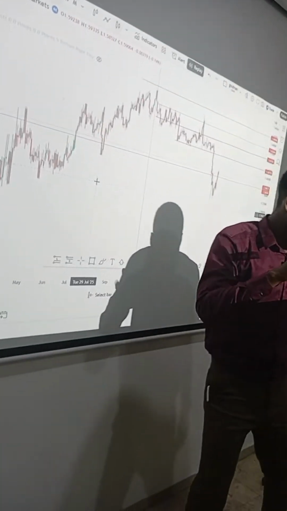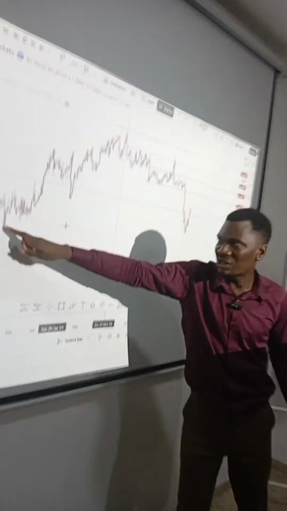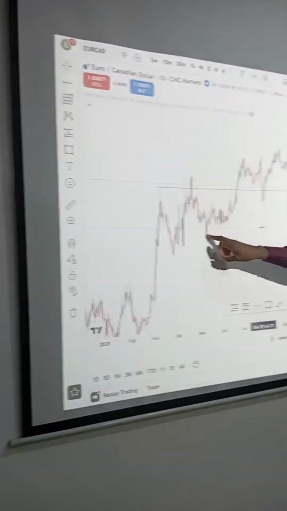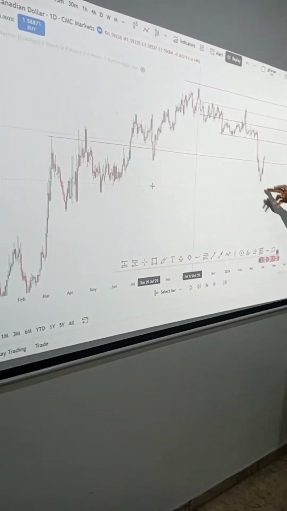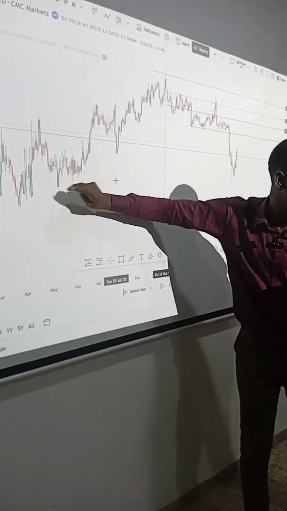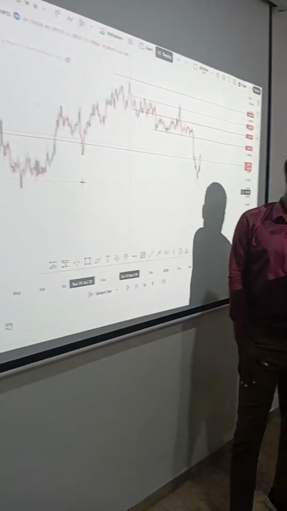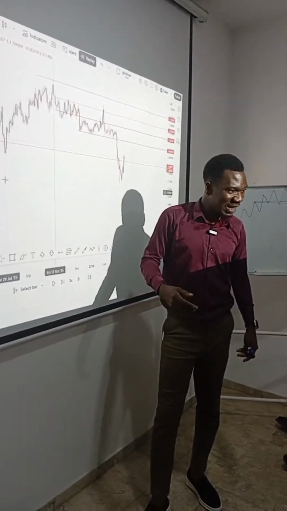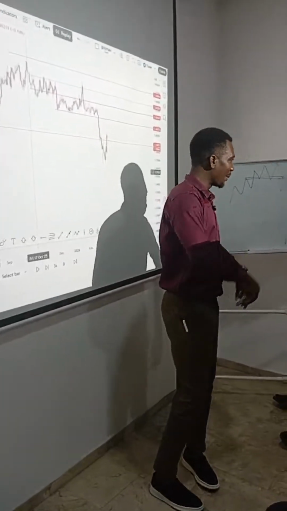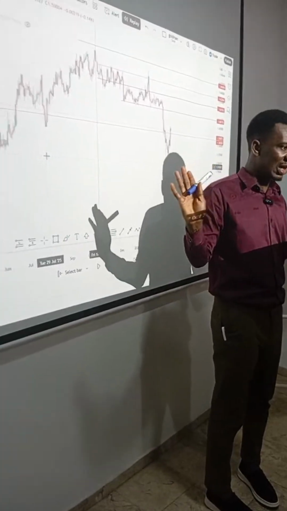So I'm not considering a level that has not been tested multiple times. That is why I'm not considering this level here. This obviously is an area of liquidity. If we check it, most likely price might have tapped on it, but this level has not been tested and trusted. Somebody say tested and trusted. Tested and trusted. So we need levels that have been tested and trusted, that anytime price gets here, it will behave like this. Those are the only levels we want to consider.